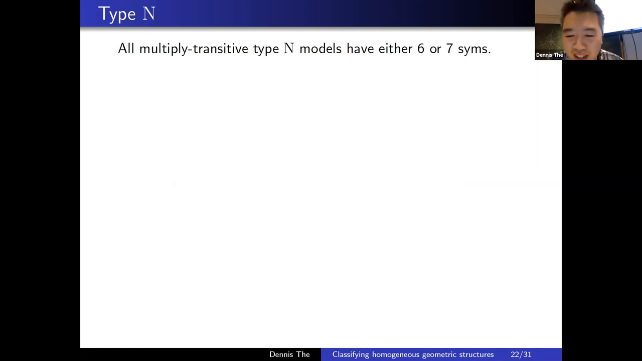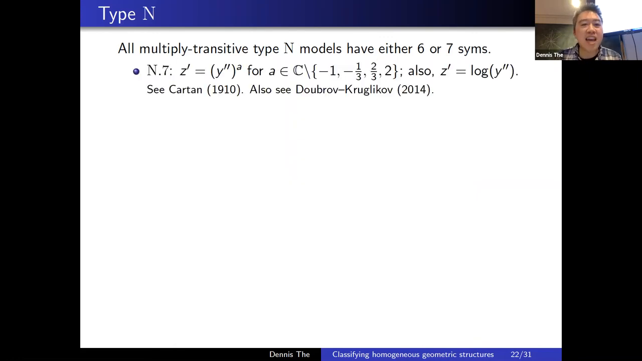Okay, so type 3 was killed off in a relatively quick way, using just these eigenvalue type arguments. Well, let's look at type N. Again, we're just focusing on the homogeneous setting, the multiply transitive setting even more. We saw that 7 was an upper bound. So if you're multiply transitive, it's either going to be 6 or 7. So the N7 case, these are all the well-known models corresponding to 2-3-5 distributions, and then there is one exceptional model. So these all fit into this N7 family.